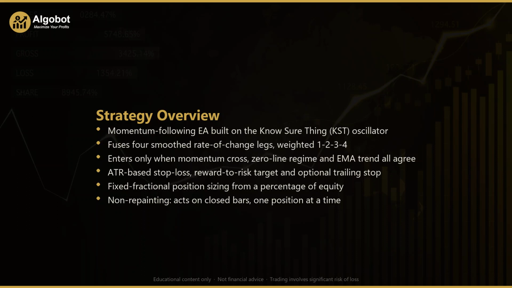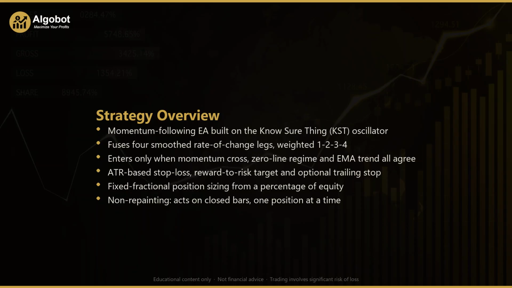The engine behind it is the No Sure Thing oscillator, often shortened to KST. Rather than measure momentum over one look-back period, the KST combines four separate rate of change calculations taken over progressively longer windows. Each of those four legs is smoothed with a moving average, and then they are weighted 1, 2, 3, and 4, so that the longer, more reliable cycles carry more influence than the short, noisy ones. The result is a consensus momentum reading that only turns up decisively when short, medium, and long-term momentum broadly agree.